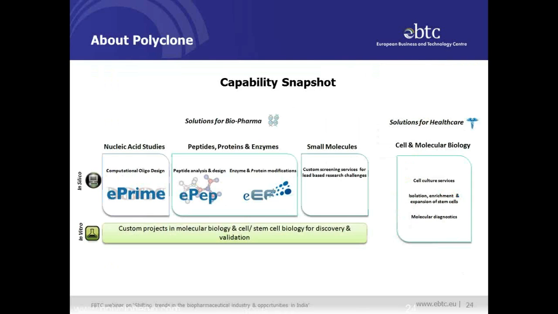Coming back to a little bit about the background of Polyclone, we have been a boutique biotech company, and we started off with a combination of both in silico and in vitro capabilities, looking at different aspects of genomics, mainly focused on nucleic acid studies, and then we moved on to looking at cell and molecular biology. Somewhere in between we found a niche, and that niche, as you see on the slide, is EEF, what we call Enzyme Engineering Framework.